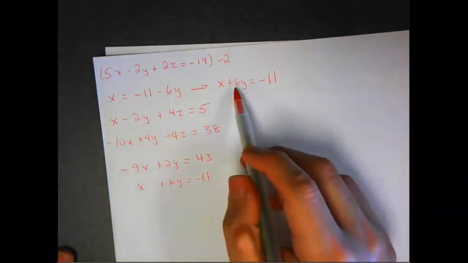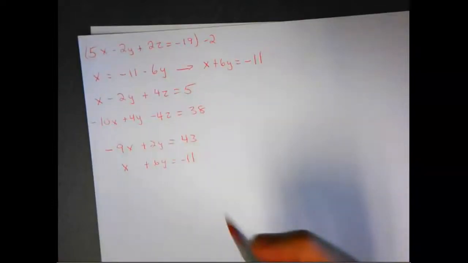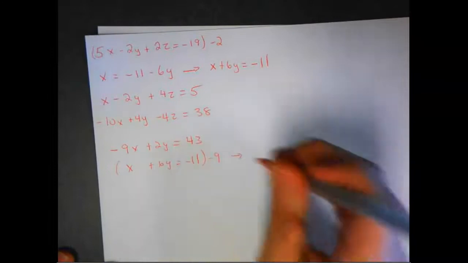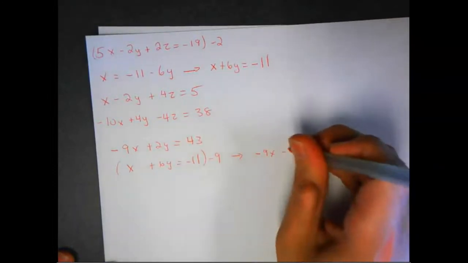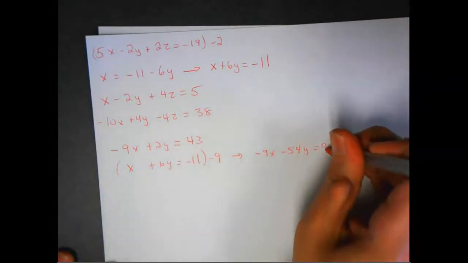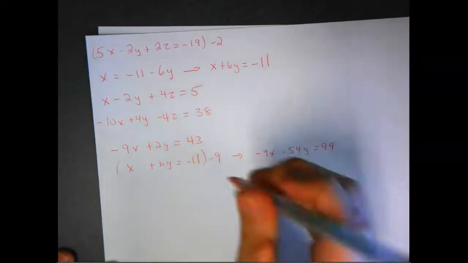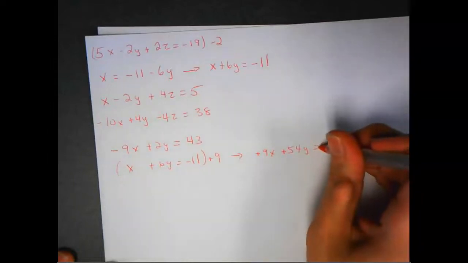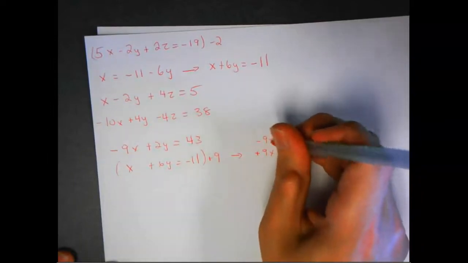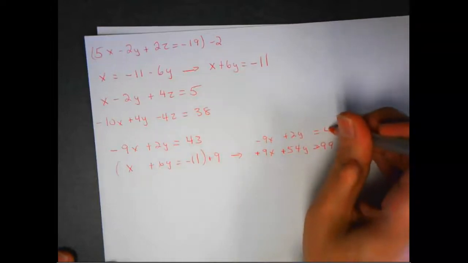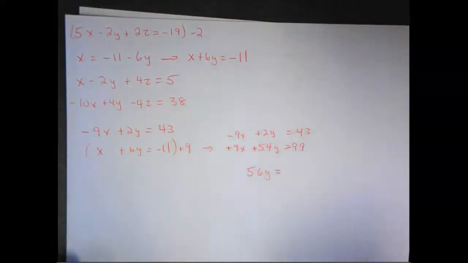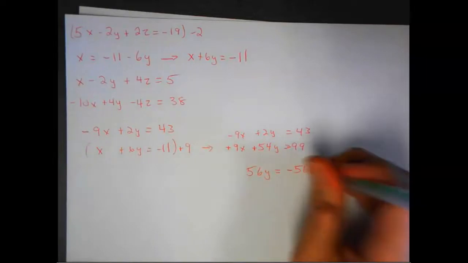If you wanted to, you can move this back into substitution. Up to you. I'll multiply this line by negative 9. So it gives me negative 9x minus 54y equals 99. Oh, I don't know why I did negative 9. I definitely should have done positive. Let's make those positive. And that's a negative 99 right there. Add these together: 56y equals negative 56.